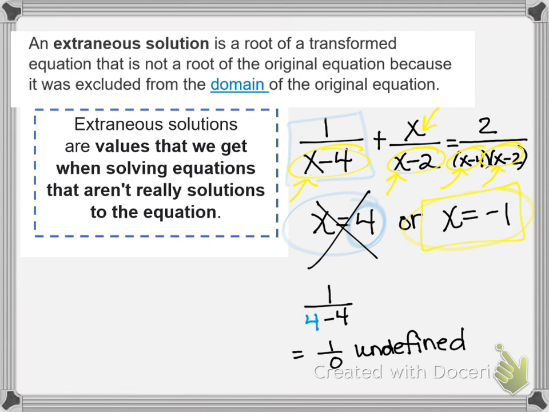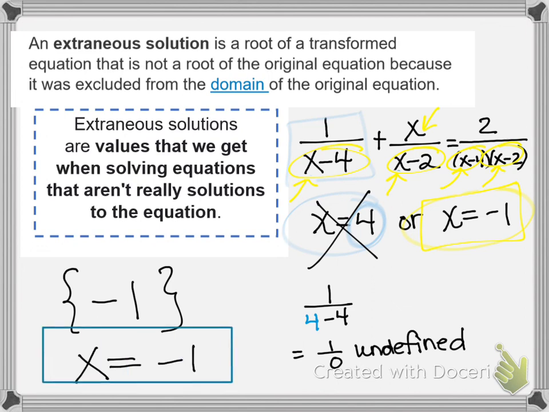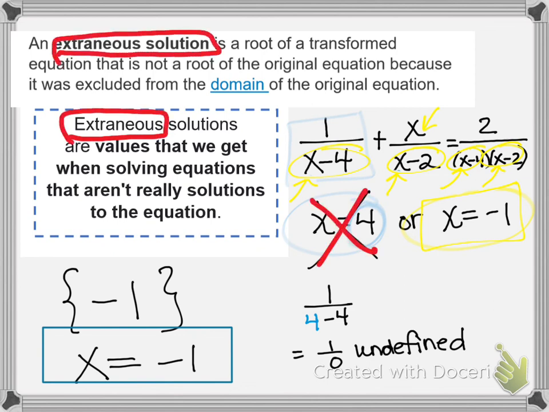So I can safely say that my only solution here is the value x equals negative 1. And what that means is the value x equals 4 was what we call an extraneous solution. So I had to get rid of the possible solution x equals 4 because it turns out it violated the domain and it is not a solution. So x equals negative 1 is the only solution.